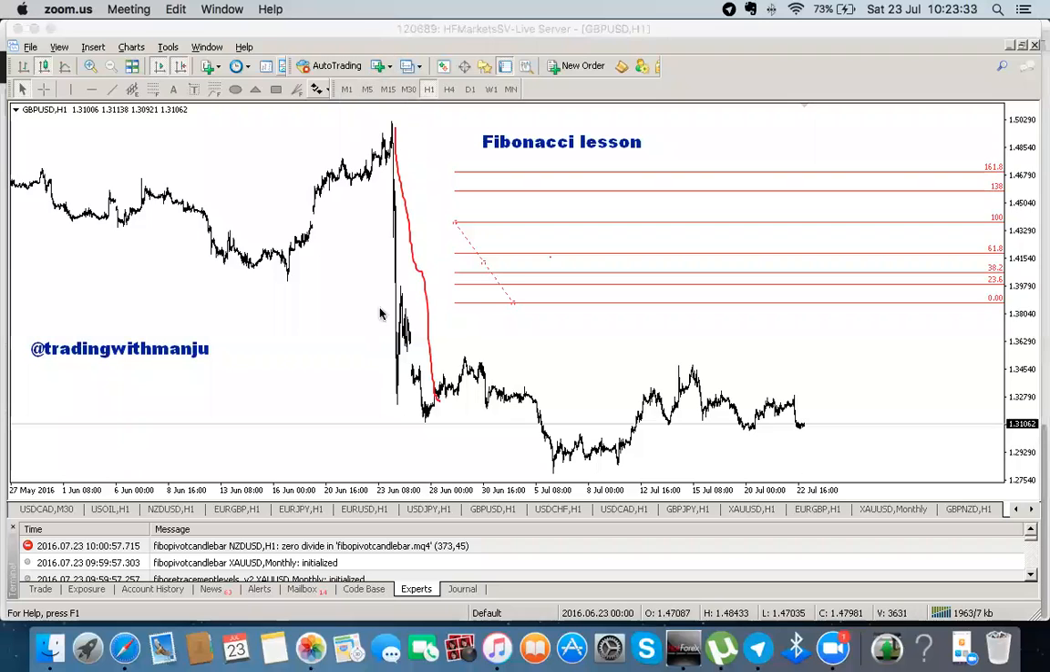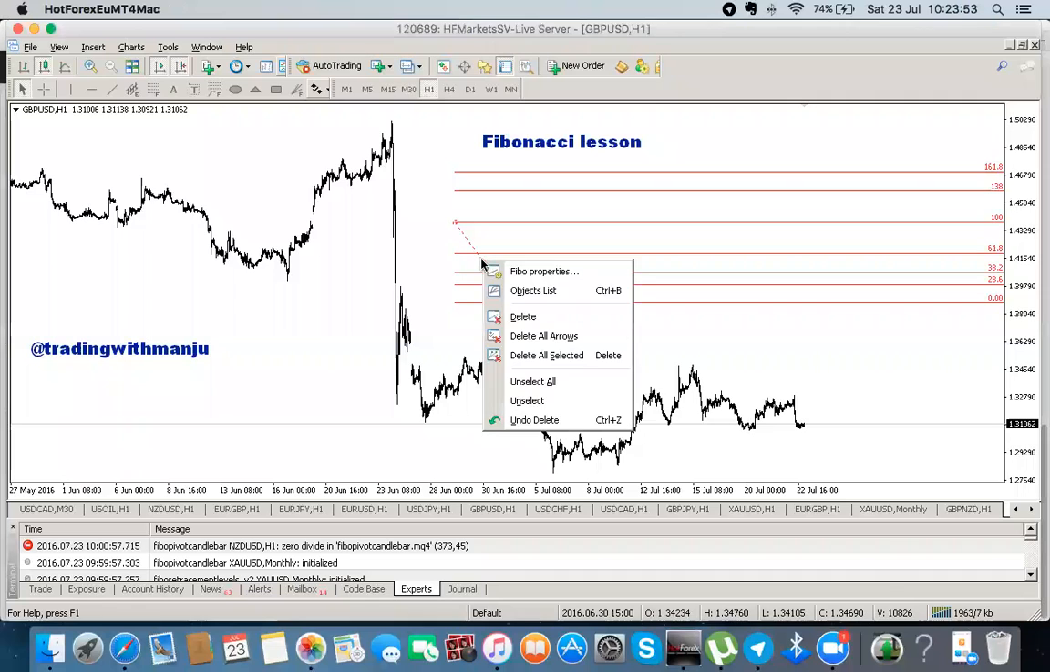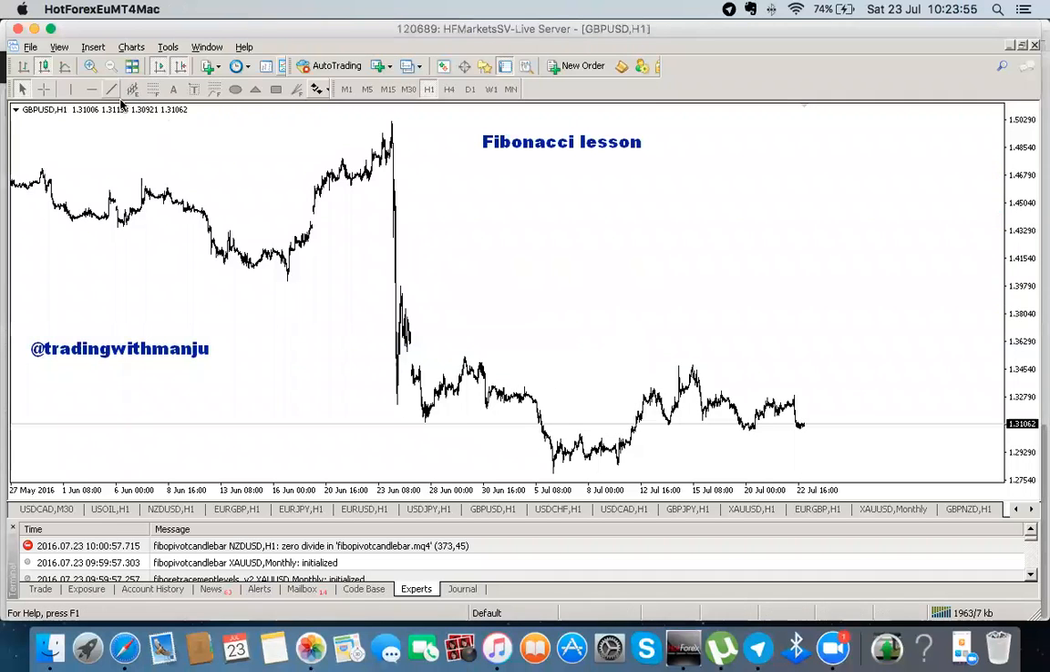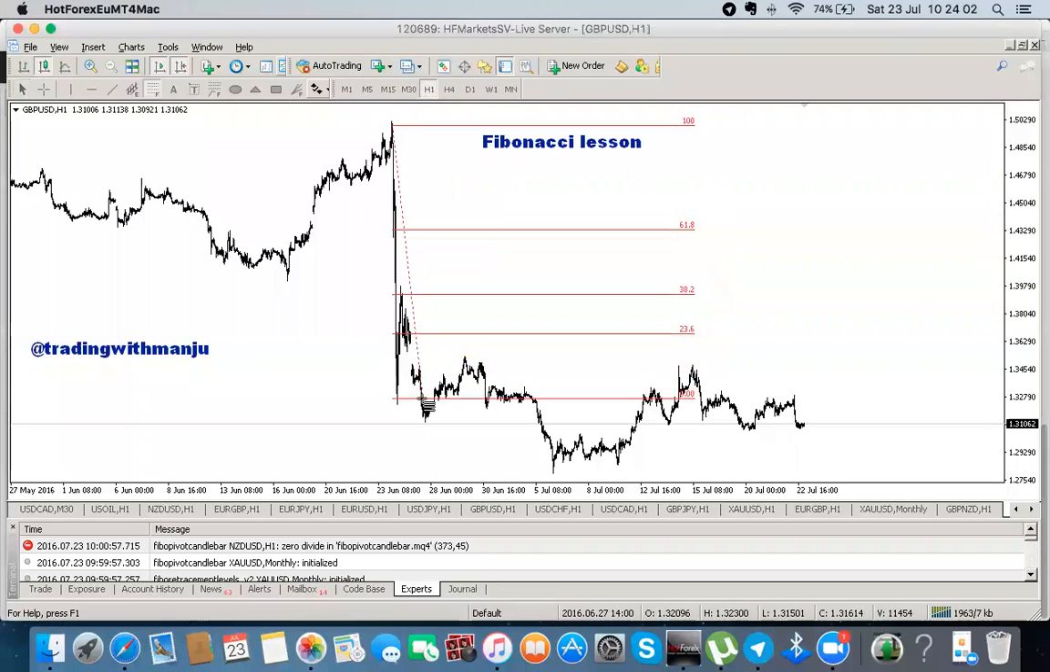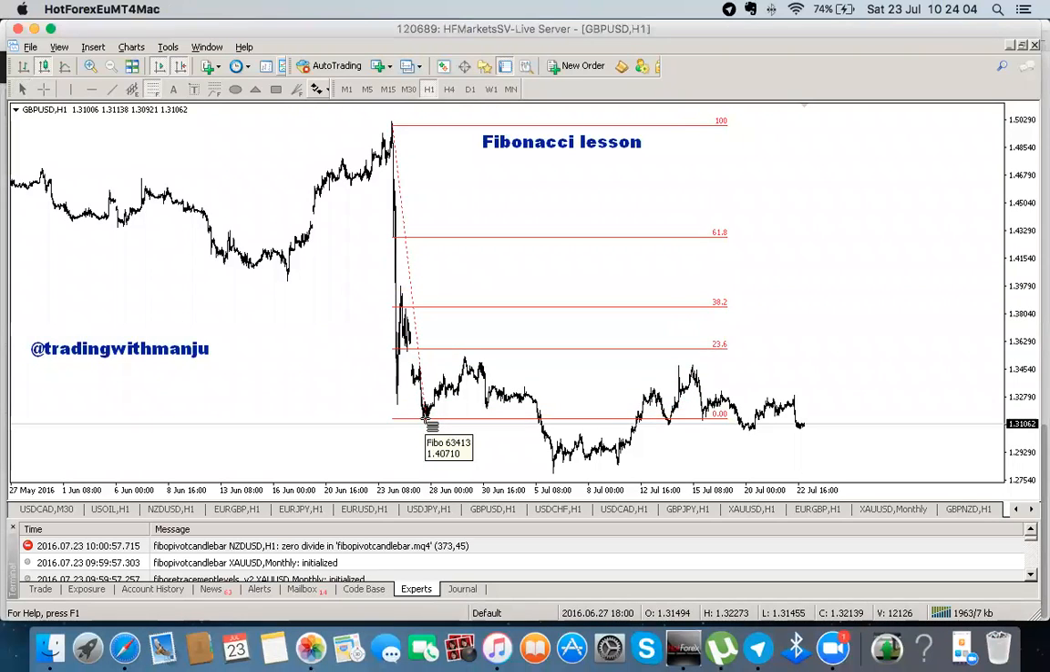So this is the impulsive wave. The market is coming from this zone to this zone, so it's a downward trend, right? So what I'm going to do is draw the Fibonacci from the top to the bottom. I'm going to delete it, and once again I'm going to draw it for you guys so that you can understand. This one starts from here and ends here.